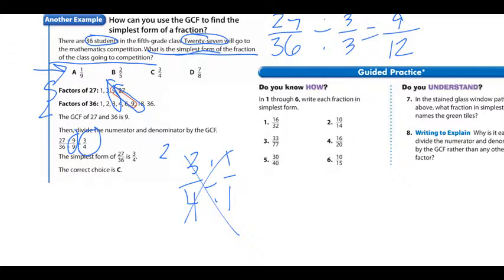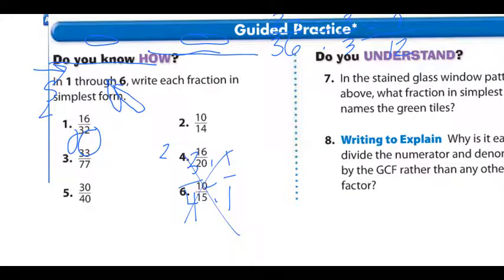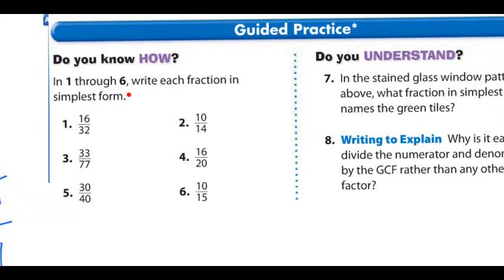Okay, so we're going to give this a try in the guided practice here. All right, so it says in 1 through 6, we are going to write each fraction in simplest form. So make sure your pencils are ready. 16/32. Okay, so I could go over here and list out all the factors of 16 and 32. That would be 1 and 16, 2 times 8 and then 4. Okay, so those are my factors. For 32, we've got 1 and 32.